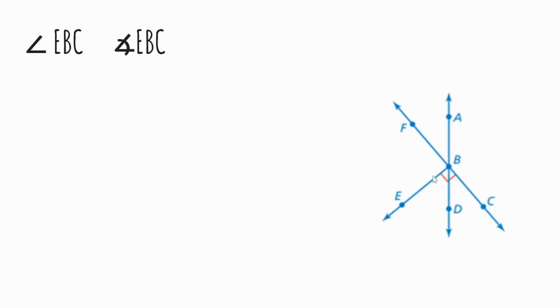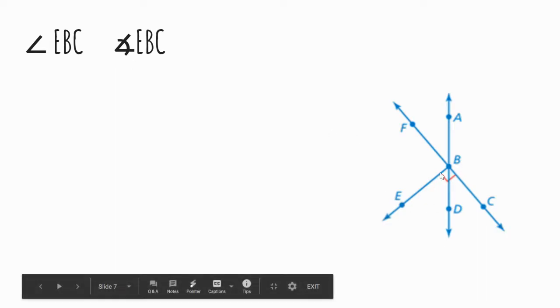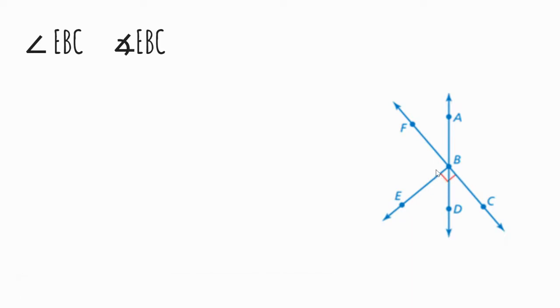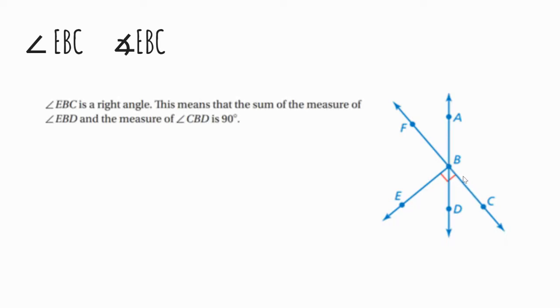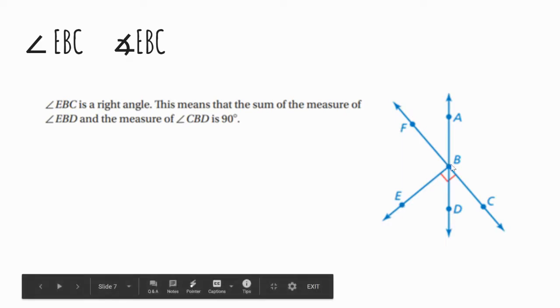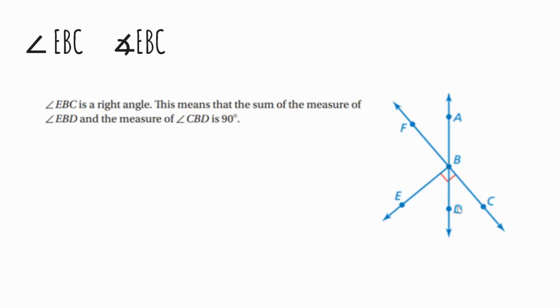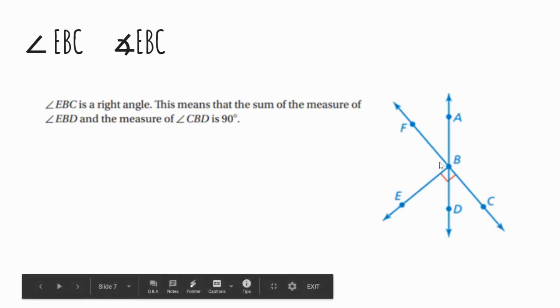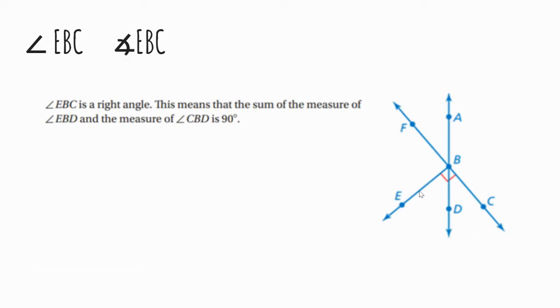So we're going to look at EBC. What do you notice that's in there? It is a right angle. So this angle right here is 90 degrees. And if you notice, it's broken up into two adjacent angles. So angle EBD and angle CBD, these two angles add up to 90 degrees. Therefore, two angles that add up to 90 degrees are complementary. So these two are complementary angles. These are the only two complementary angles in this image.